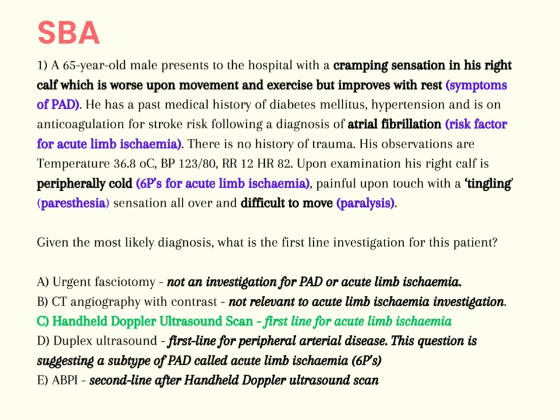And if you remember back, the first line investigation, and the gold standard, is usually handheld Doppler ultrasound scan for acute limb ischemia. Duplex ultrasound can be given for PAD. However, this question is more denoting the particular subtype of PAD called acute limb ischemia. So a more accurate and specific investigation for this would be the handheld Doppler ultrasound scan for the acute limb ischemia.